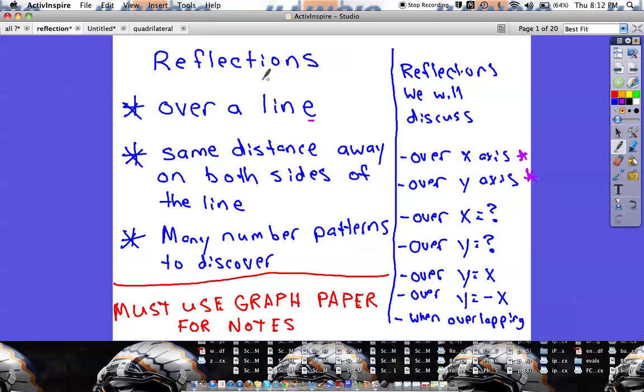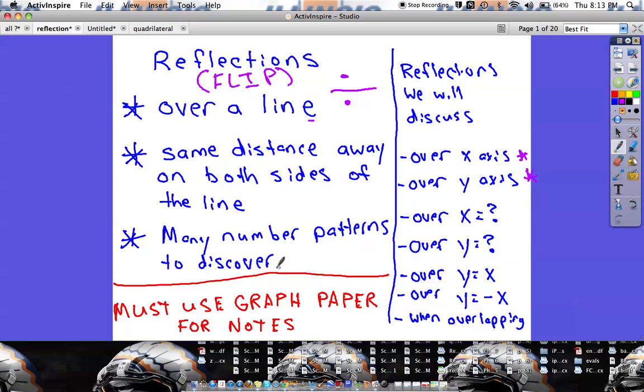A reflection, just another good word to probably write down for reflection would be a flip. We're flipping it over a line. Just some things to think about here. Anytime you do this, if you can identify what the line is you're reflecting over, it's going to be really easy because you're only putting the dot or the shape the same distance away from both sides of that reflection line. For instance, if this is my reflection line and this is my dot, this dot would be the same distance away from the line on this side as it is on this side. Now, that's a pretty simple example, but it really isn't that much more difficult than that.